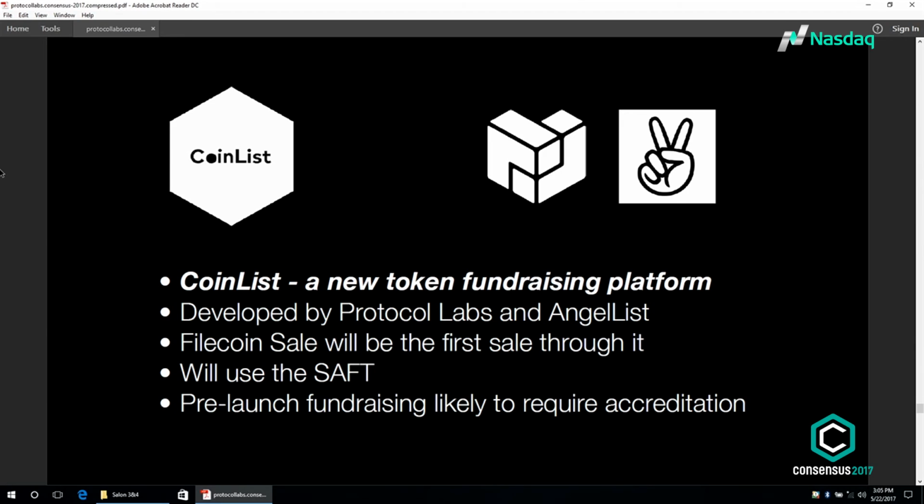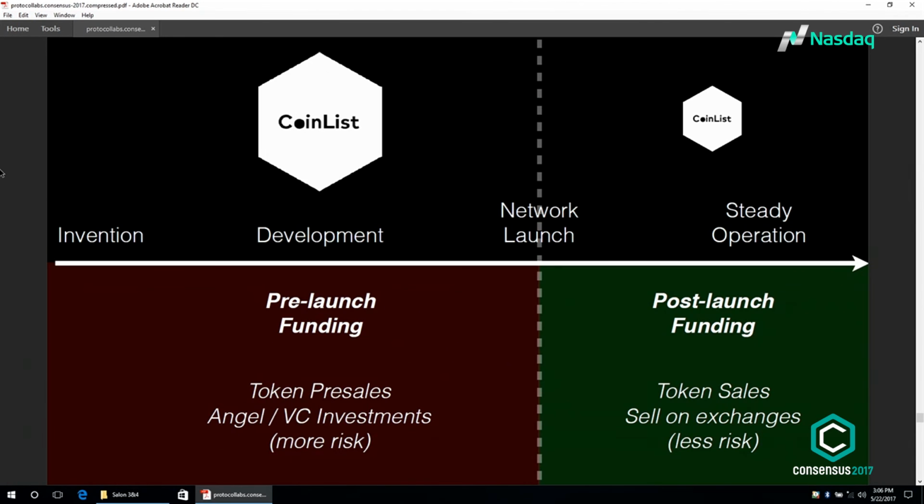And we think that pre-launch fundraising, before the network is live, where it's most risky in the US, very likely requires accreditation. So out of an abundance of caution, we'll do that. And we encourage other projects to think through it as well, and read the products of the SAFT project and read through the analysis there, so you can make your own decision.